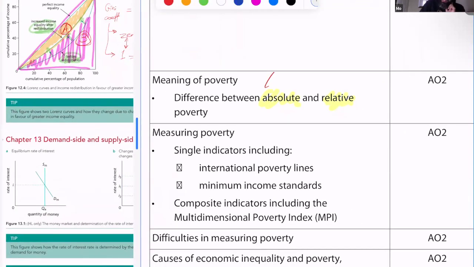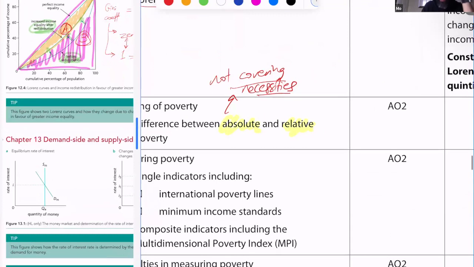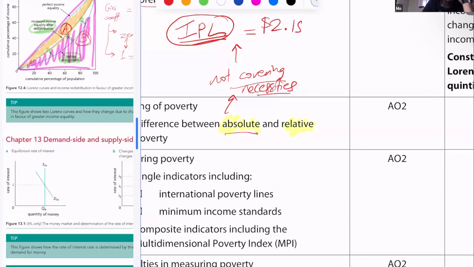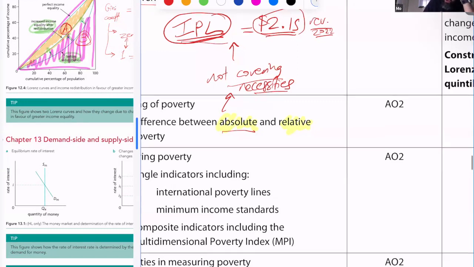Absolute poverty is basically not being able to cover the necessities of food, clothing, and shelter. If you cannot cover necessities, you are absolutely poor. You are experiencing absolute poverty. Anybody living below the international poverty line, which recently was revised to $2.15, I think it was revised in 2022. I might be wrong. Actually, I'm probably right. $2.15. Anybody living below this per day suffers from absolute poverty.